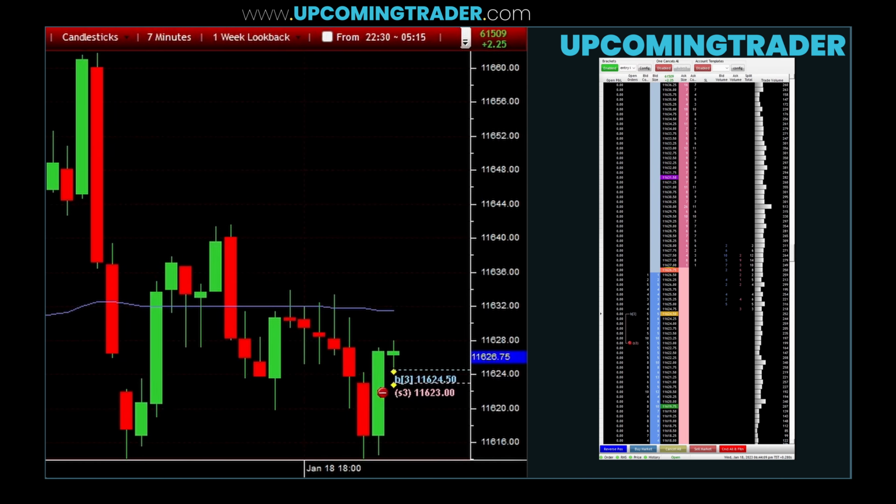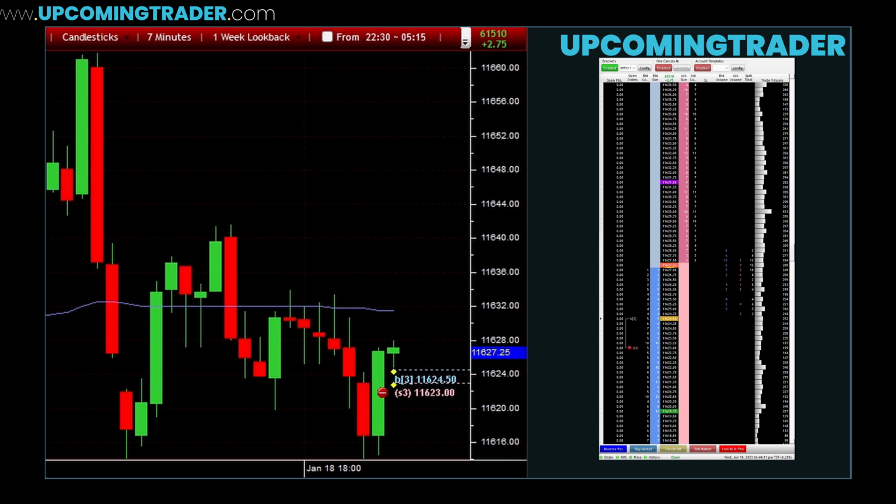This area is crucial because it shows where most of the trading activity took place, which many traders consider to be the fair market value. Within this value area, we also have two important levels, the value area high and the value area low. The value area high is the upper boundary, and the value area low is the lower boundary of this zone.